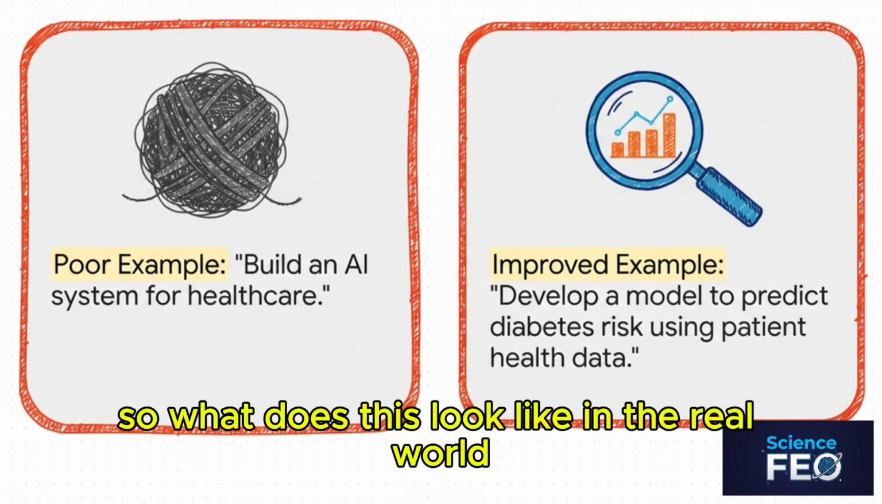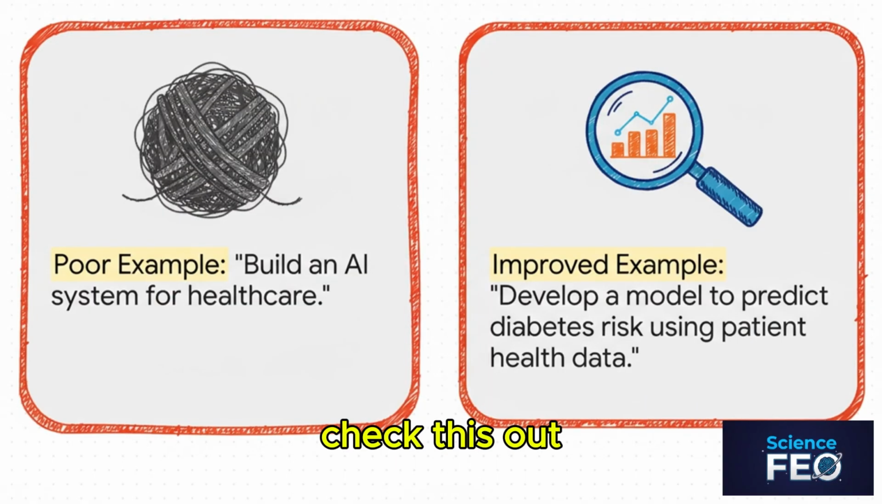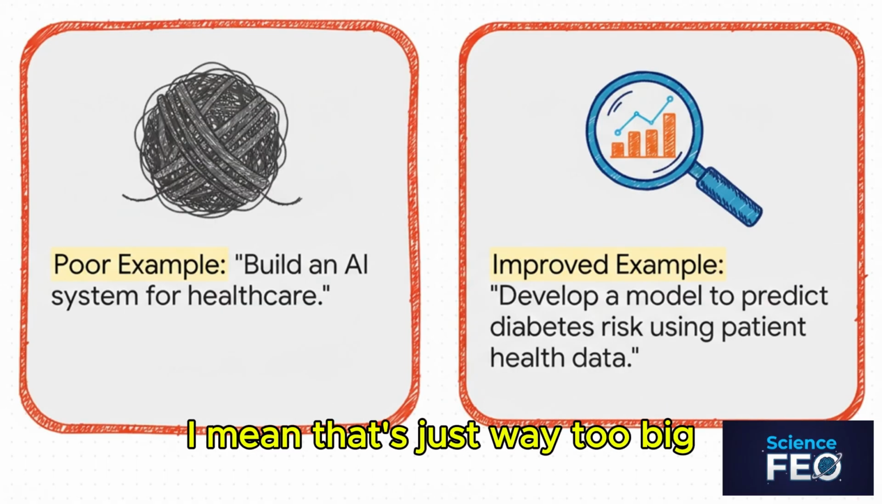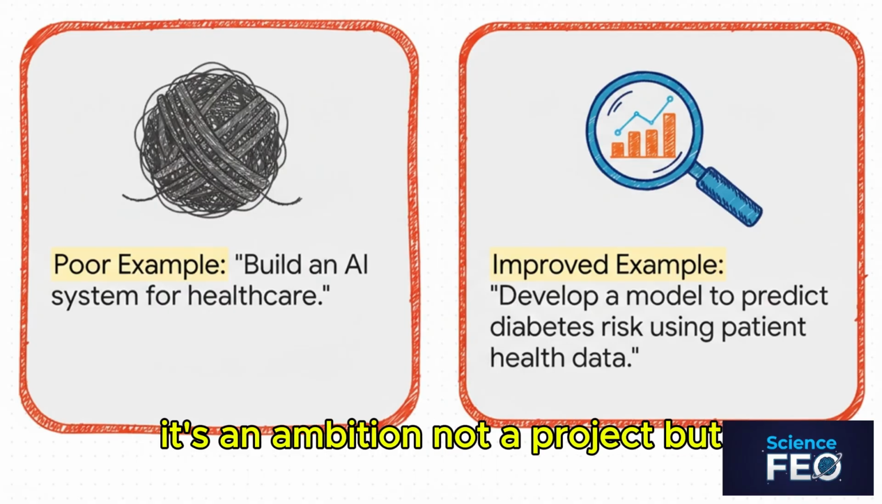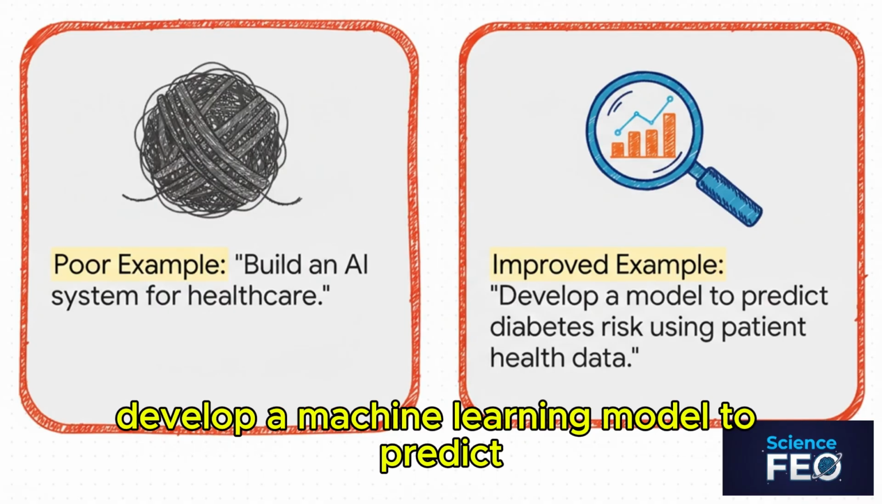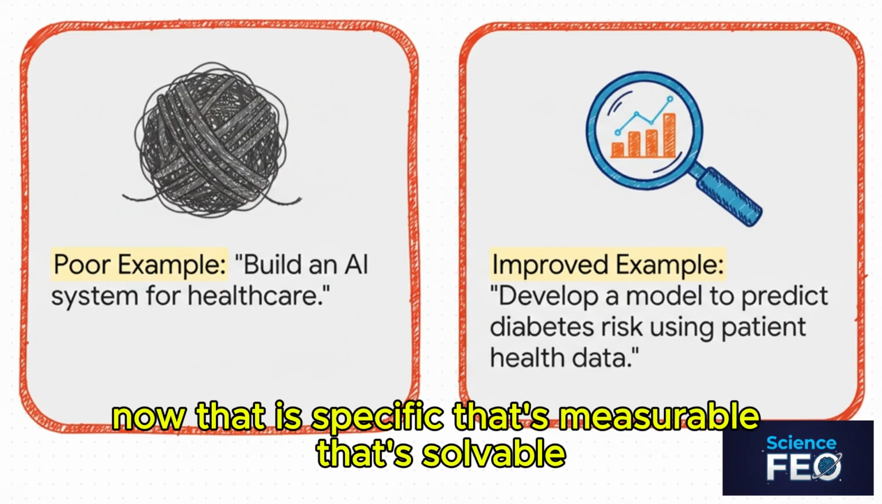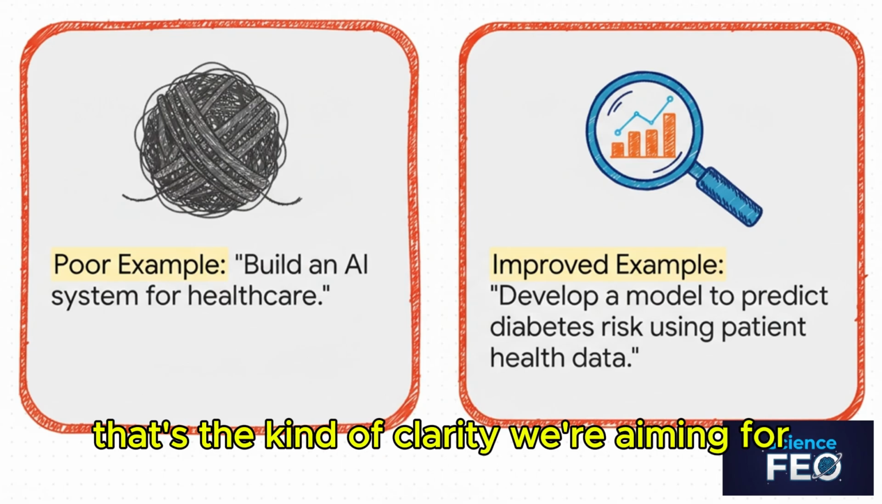So, what does this look like in the real world? Check this out. Saying you want to build an AI system for healthcare, that's just way too big. It's an ambition, not a project. But develop a machine learning model to predict the risk of diabetes using patient health data? Now that is specific. That's measurable, that's solvable. That's the kind of clarity we're aiming for.